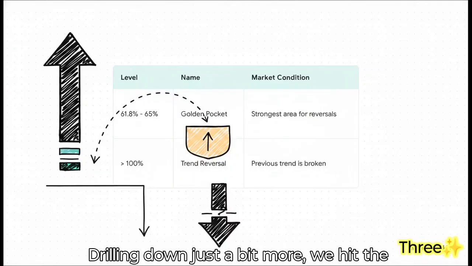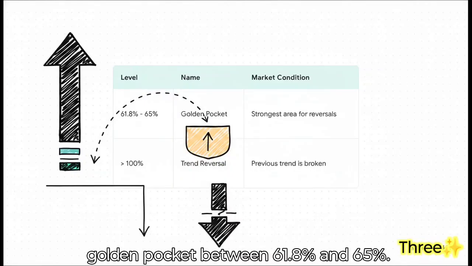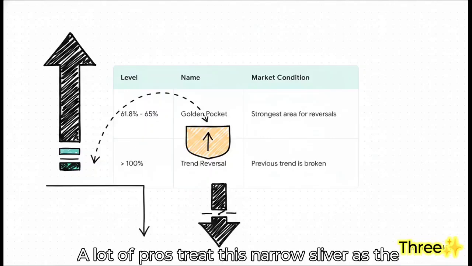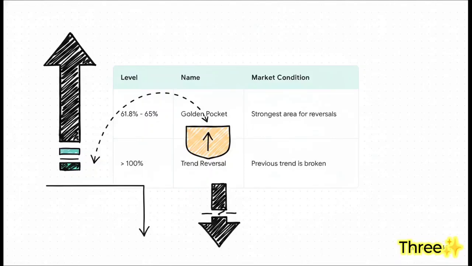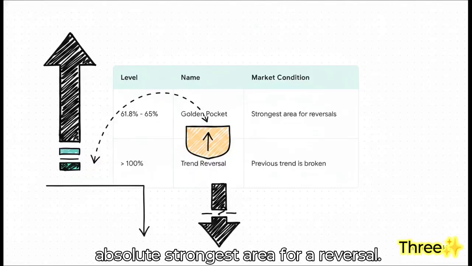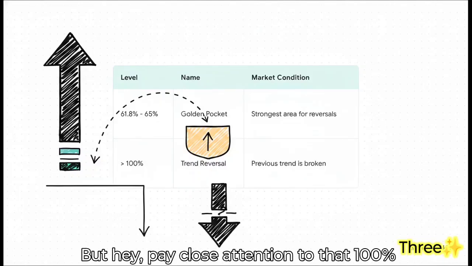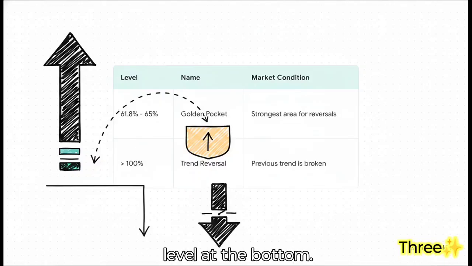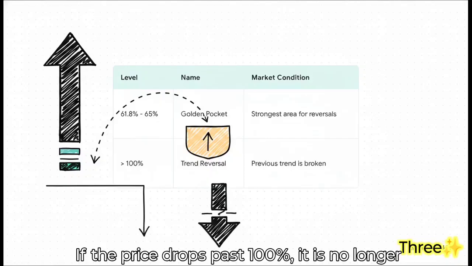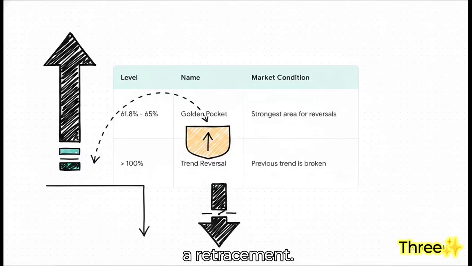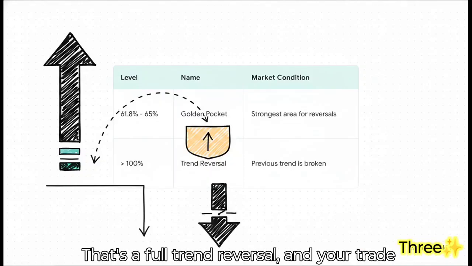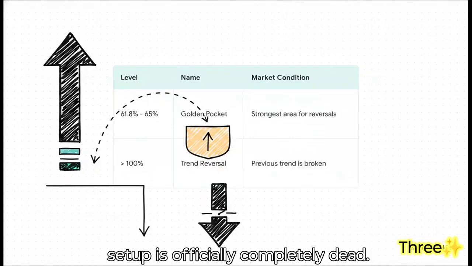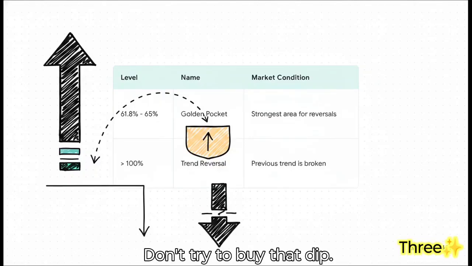Drilling down just a bit more, we hit the golden pocket between 61.8% and 65%. A lot of pros treat this narrow sliver as the absolute strongest area for reversal. But hey, pay close attention to that 100% level at the bottom. If the price drops past 100%, it is no longer a retracement. That's a full trend reversal, and your trade setup is officially completely dead. Don't try to buy that dip.